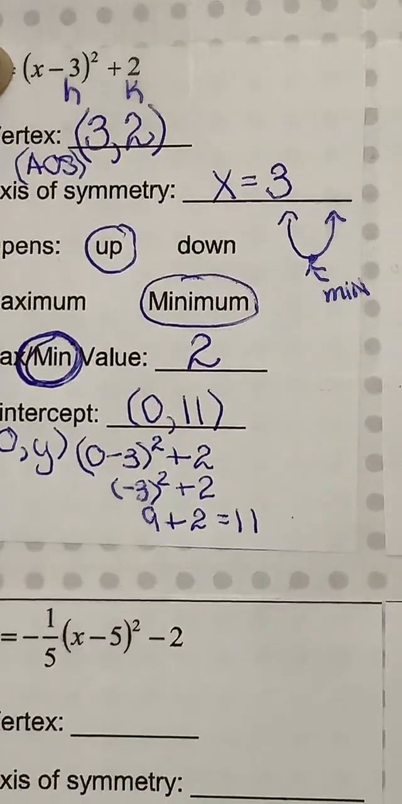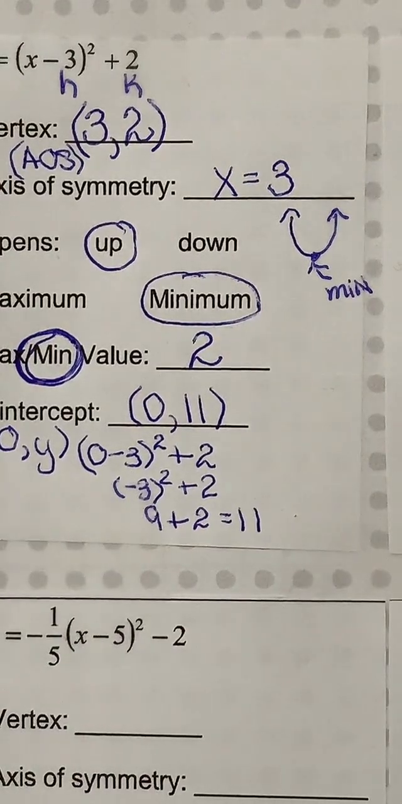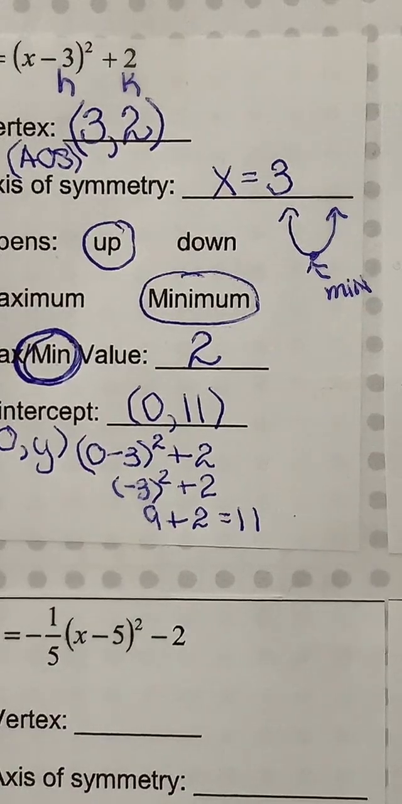Okay, raise up a little bit. There you go. Good, Val. Good. Yes, hi, the y-intercept is 11. There we go.